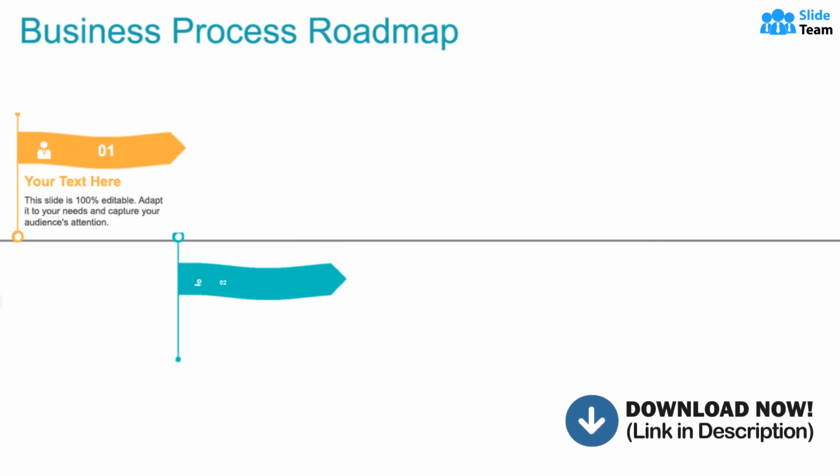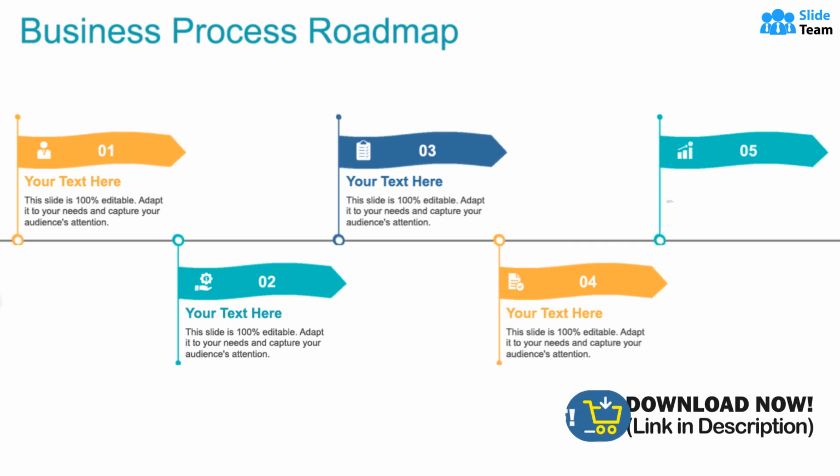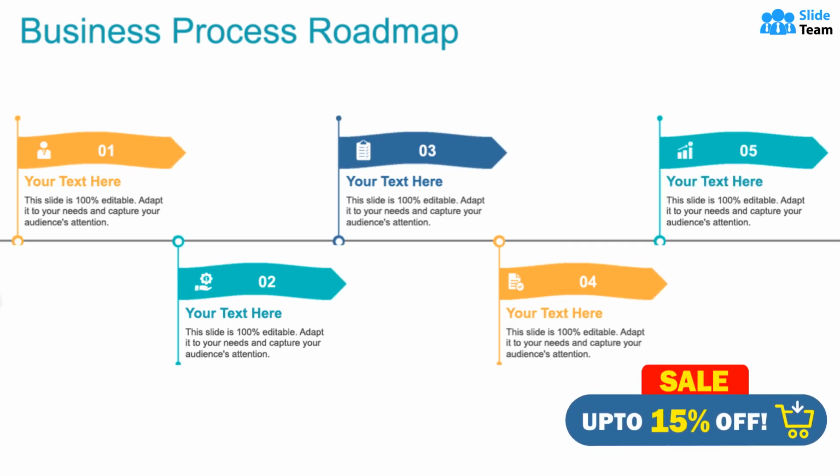Lastly, we showcase this business process roadmap in 5 stages that helps you devise the key earnings from this extraordinary resource on sales strategy plan.